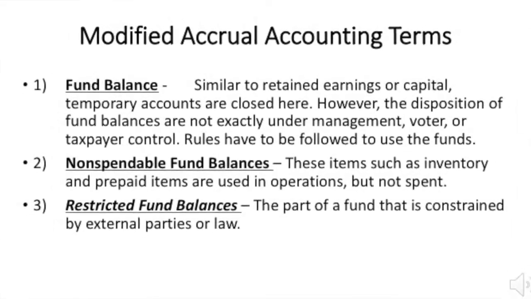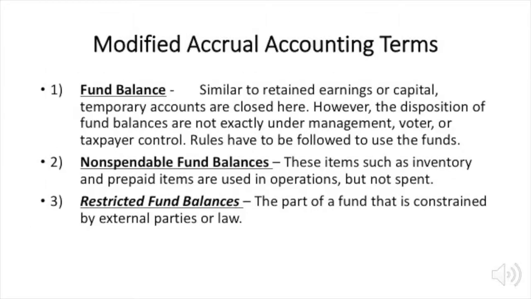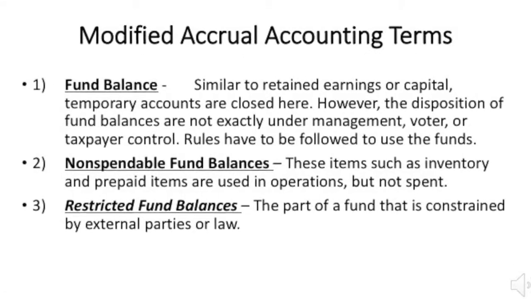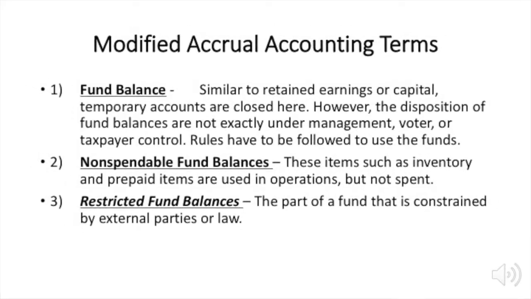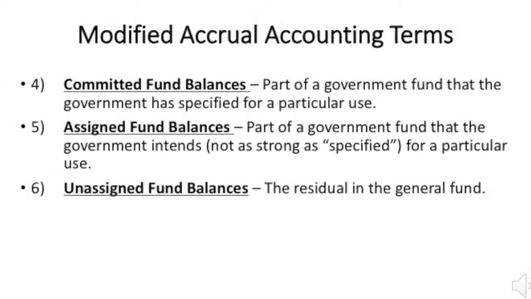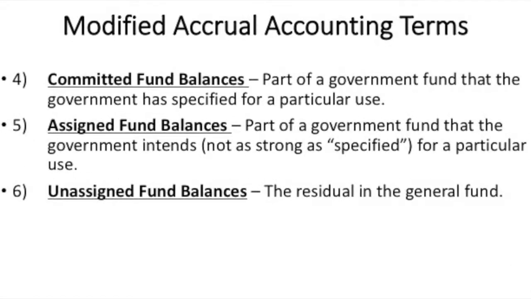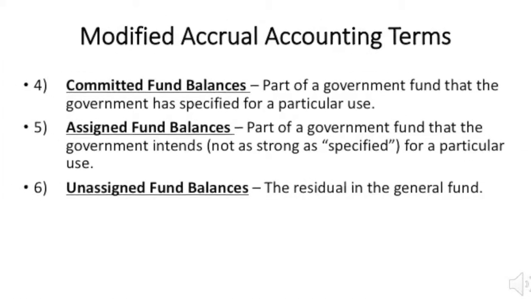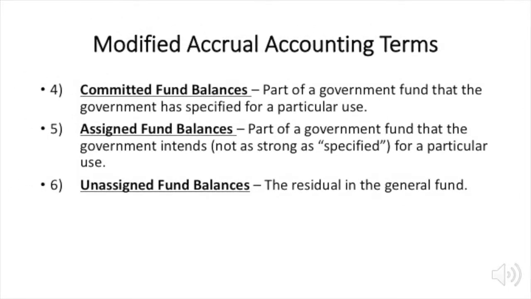Non-spendable fund balances are used in operations, but they're not spent. Restricted fund balances, the last thing that was listed there, is a fund balance that's constrained by a requirement. Committed fund balances are part of a government fund that a government has specified for a particular use. An assigned fund balance is a little bit similar, except it's not really committed. The government just says they're going to go ahead and use it for a particular thing. And unassigned fund balances are just the residual inside the general fund.